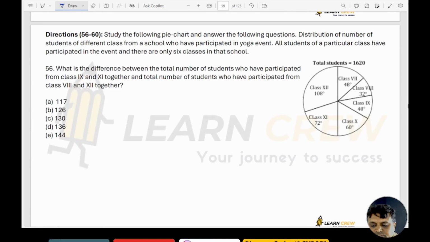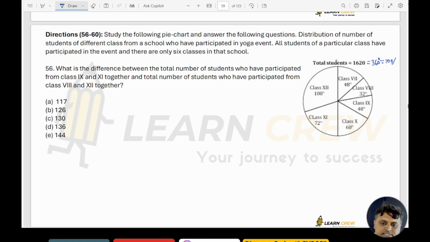Question number 56 to 60, you have one more DI. What is given? Distribution of number of students of different classes from a school who have participated in a yoga event. All students of a particular class have participated, and there are only 6 classes in that school: class 7, 8, 9, 10, 11, 12. It is given in terms of degrees, so 360 degrees is equal to 1620, which is 100%.